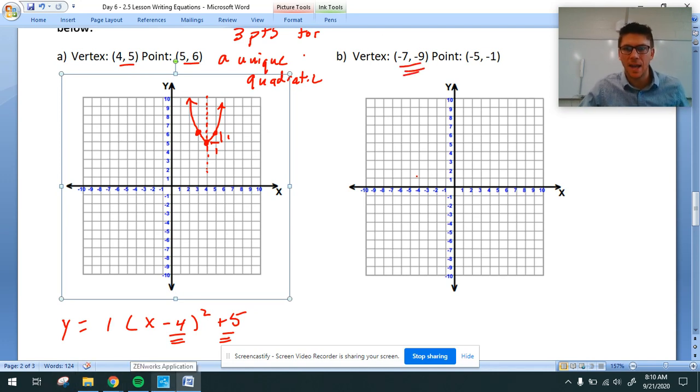Okay, last one. Vertex -7, -9. Let's see. -7, -9 down here. Okay, so let's write the equation. (x + 7) squared - 9. That's -7, -9 for a vertex. And the point -5, -1. Okay, this one's a little bit more challenging. Let's see. -5, -1. Axis of symmetry.